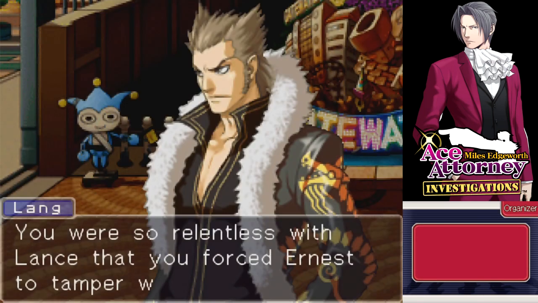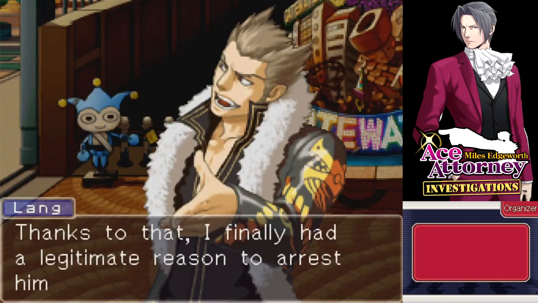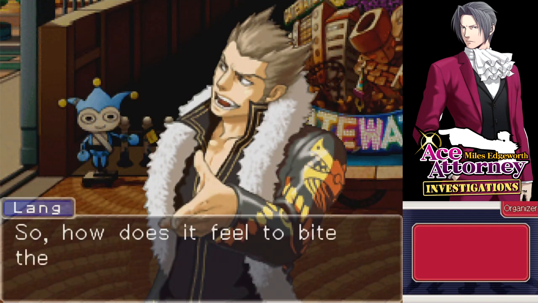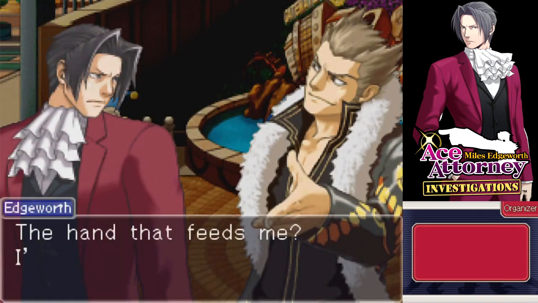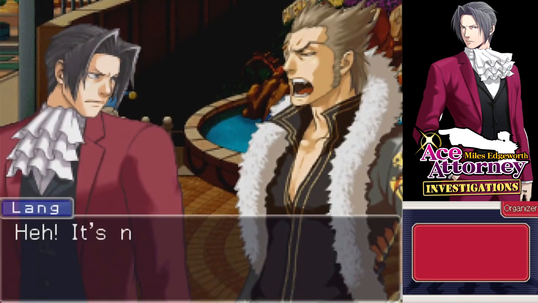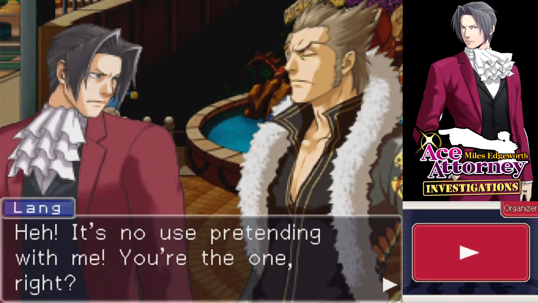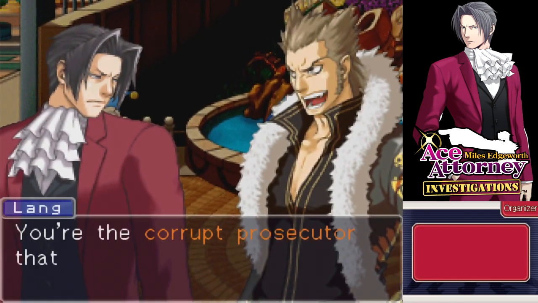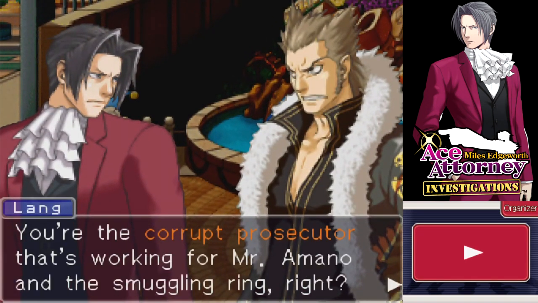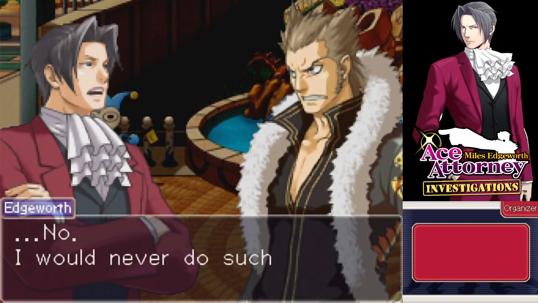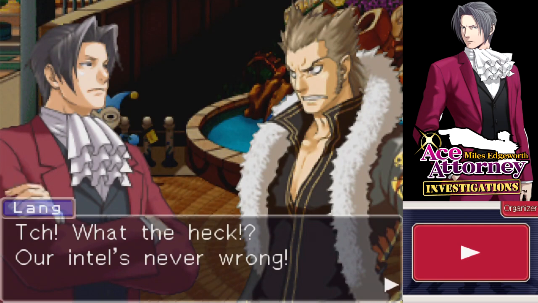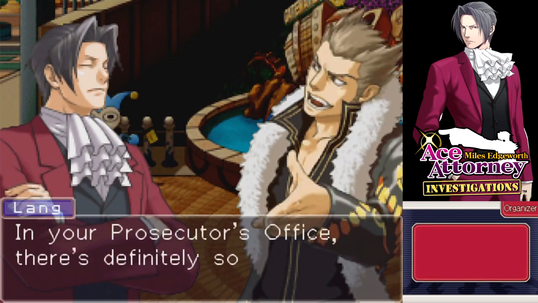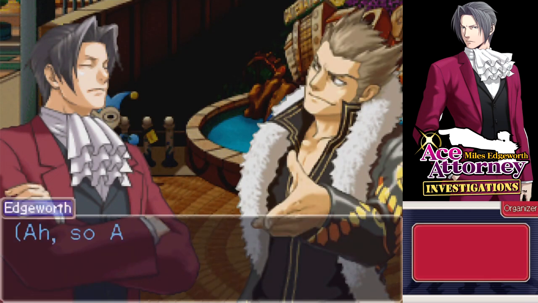You were so relentless with Lance that you forced Ernest to tamper with the evidence. Thanks to that, I finally had a legitimate reason to arrest him. So, how does it feel to bite the hand that feeds you? The hand that feeds me? I'm not sure I follow. It's no use pretending with me. You're the corrupt prosecutor that's working for Mr. Romano in the smuggling ring, right? No, I would never do such a thing. The heck? Our intel's never wrong. In your prosecutor's office, there's definitely someone working with the ring.